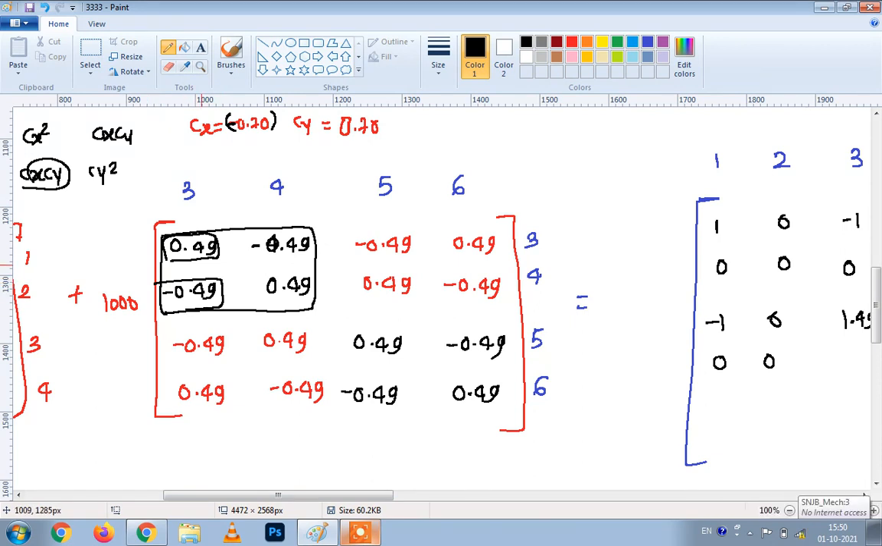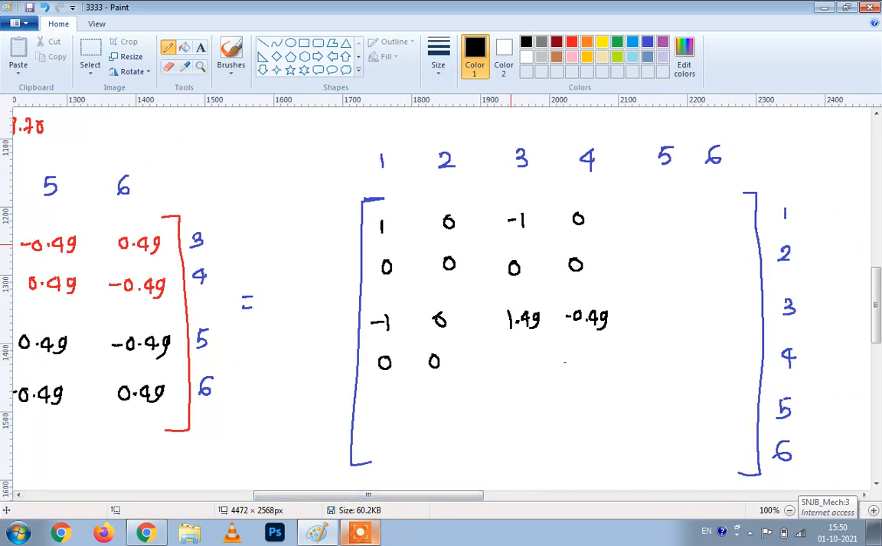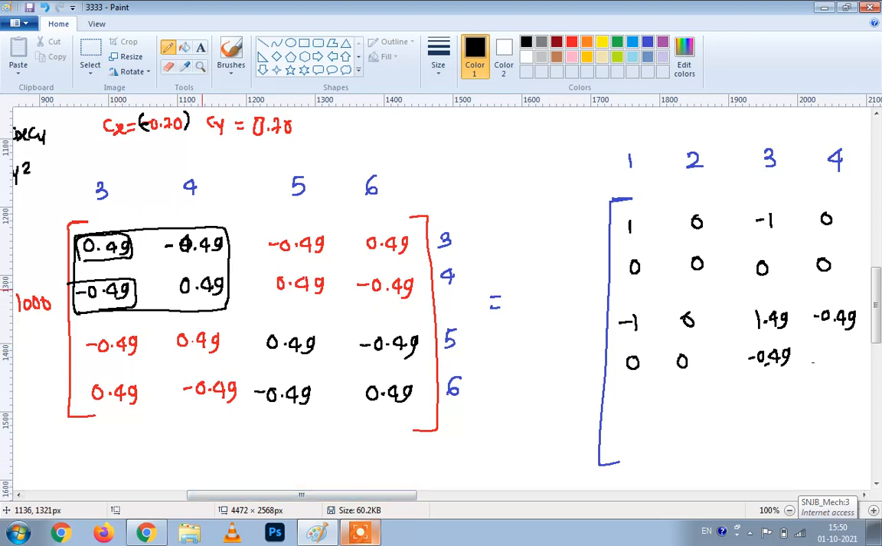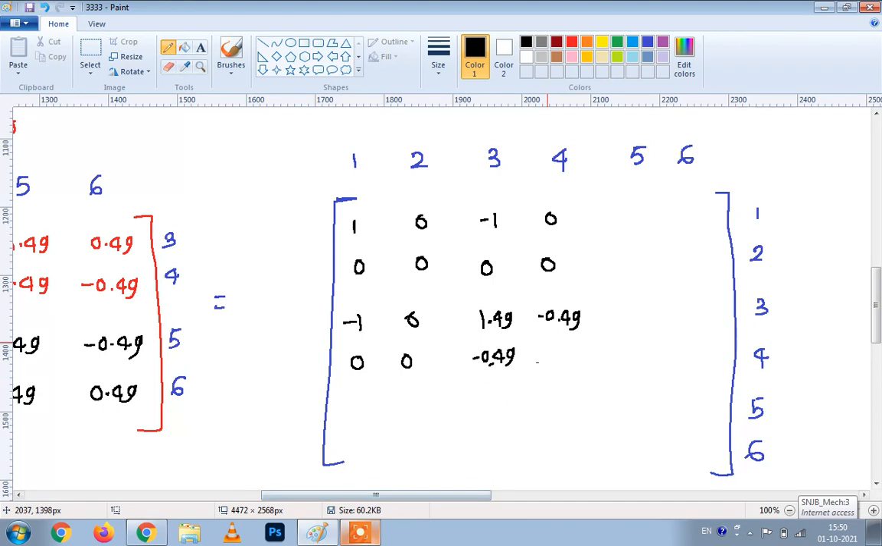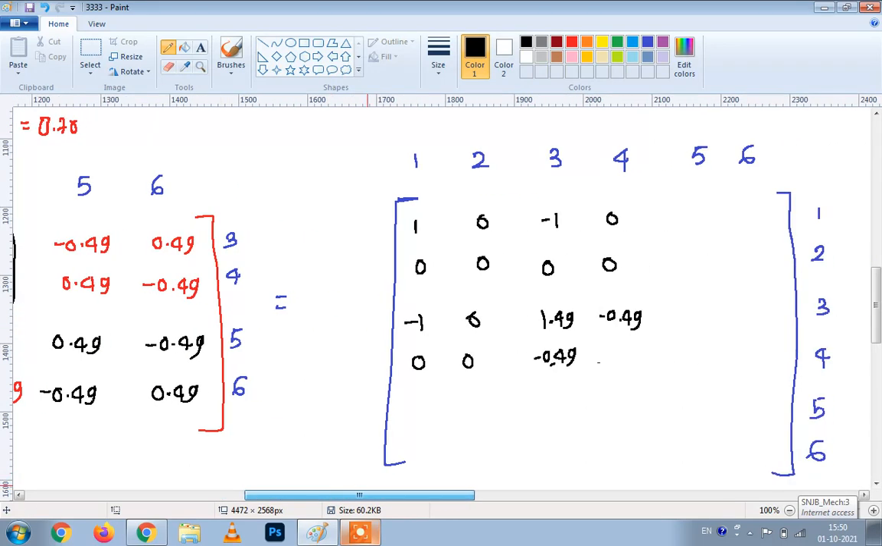It is in 4th row, 3rd column. So it is in 4th row, 3rd column. It will become here minus 0.49. This particular value, and here it is in 4th row, 4th column. So 4th row, 4th column, here previously was 0, 0 plus this particular value 0.49. So it will become 0.49.